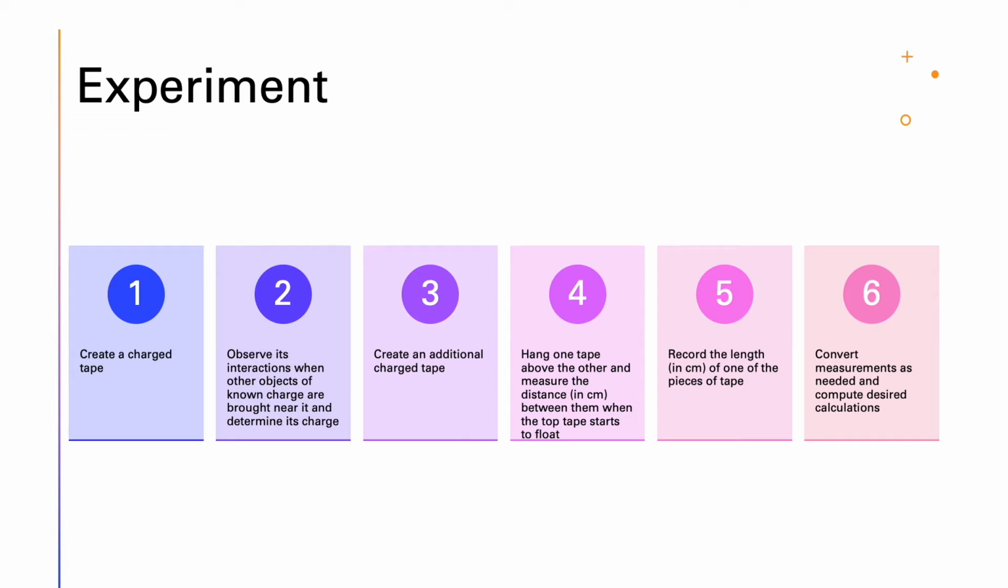So for the experiment, we'll start by creating a charge tape. Then we will observe its interactions when other objects of known charge are brought near it and determine its charge. Then we'll create an additional tape. Then we'll hang one tape above the other and measure the distance between them when the top tape starts to float. Then we will record the length of one of the pieces of tape. We'll convert measurements as needed and then compute the desired calculations.